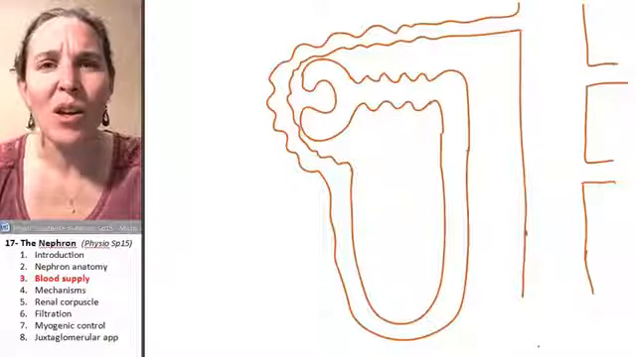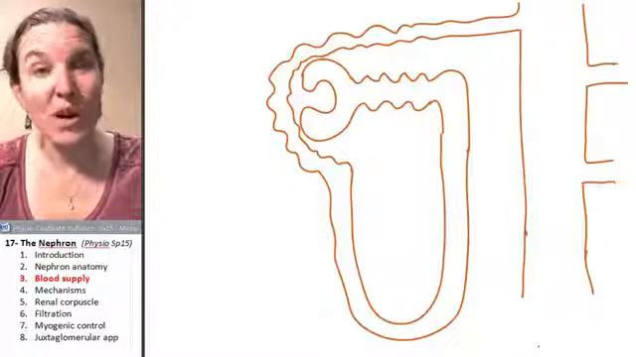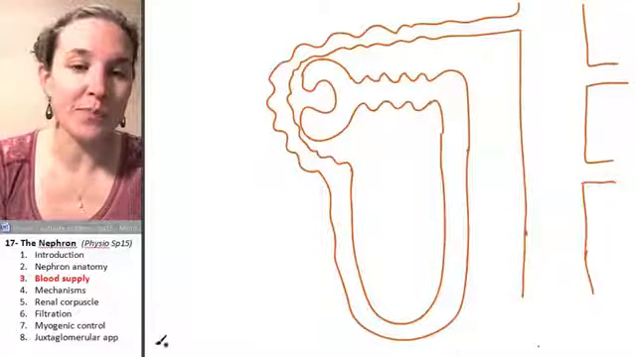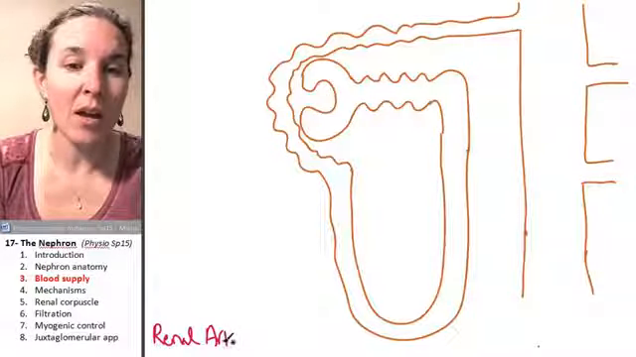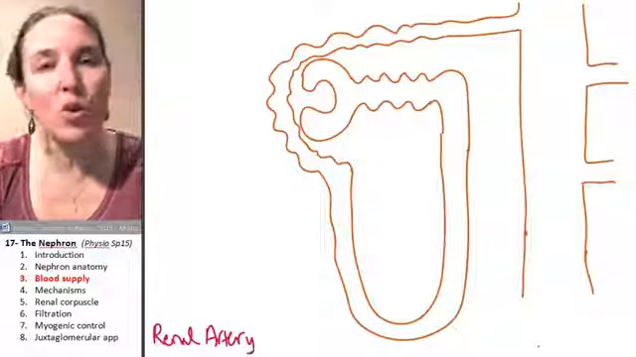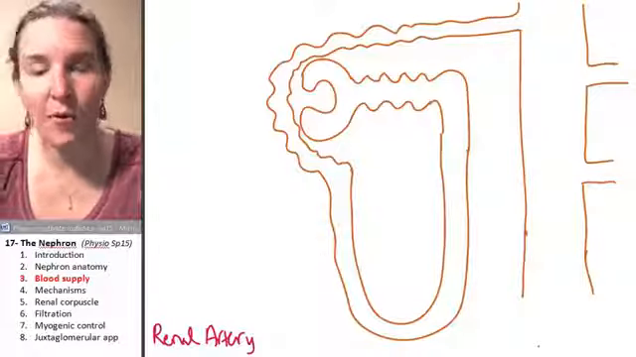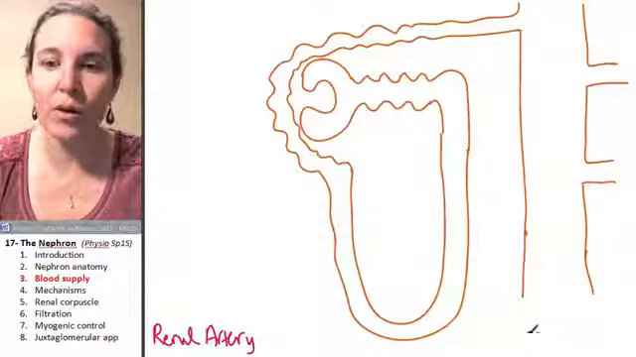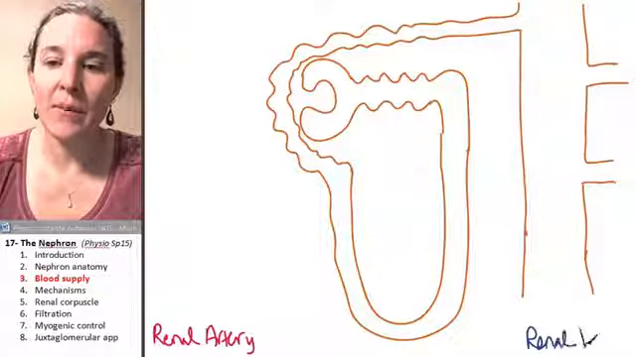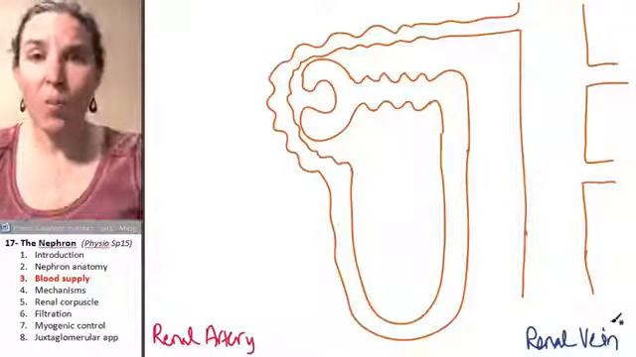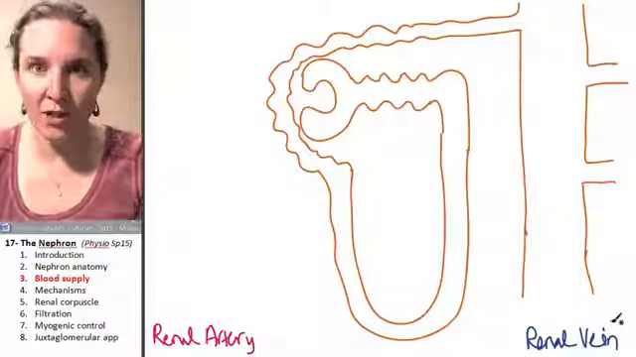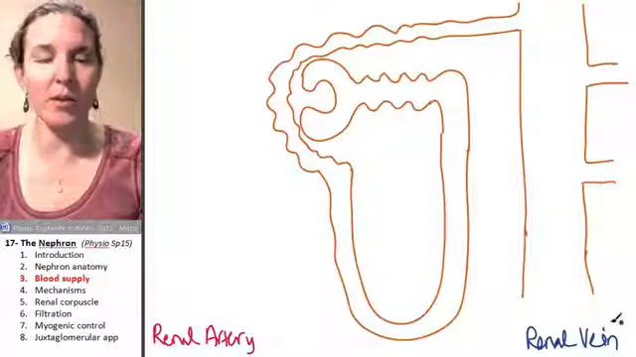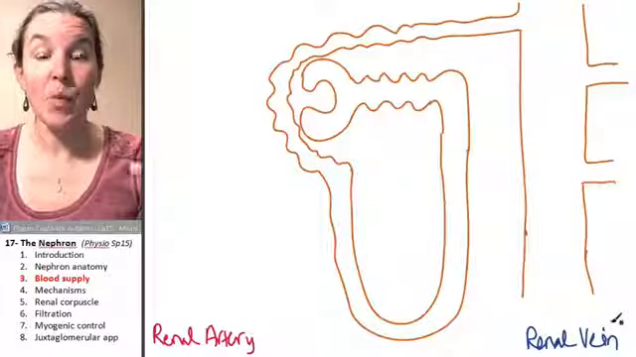First of all, who brings blood to the kidney overall? It's going to be the renal artery. And who drains blood from the kidney overall? The renal vein. No problem. And there are many additional branches of renal blood vessels that we're not going to deal with.